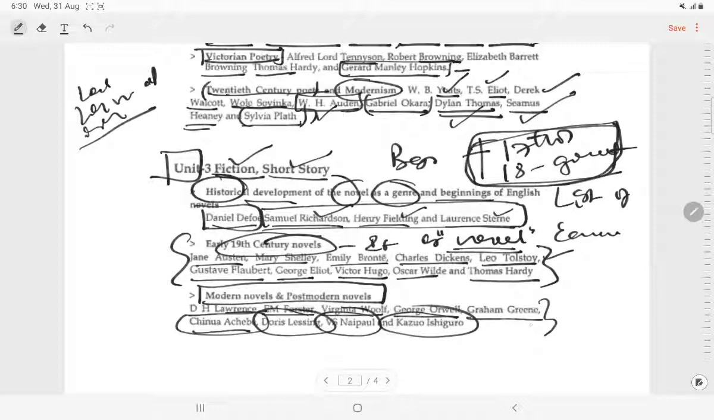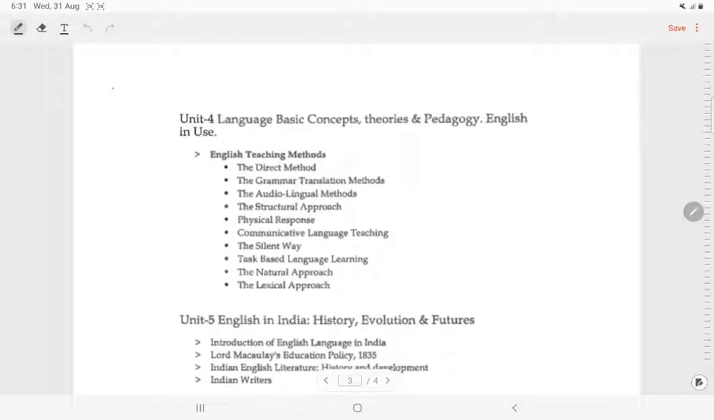These novelists are very important in the context of modern novels as well as postmodern novels. In the postmodern novel, especially Chinua Achebe, Doris Lessing, V.S. Naipaul and Kazuo Ishiguro. Dear friends, pronunciation may differ among different people. Some people say Kazuo Ishiguro, some people say it differently. Anyway, it doesn't matter. These are the important fiction parts. We have studied the important novelists and very important works, some factual points about these novelists.